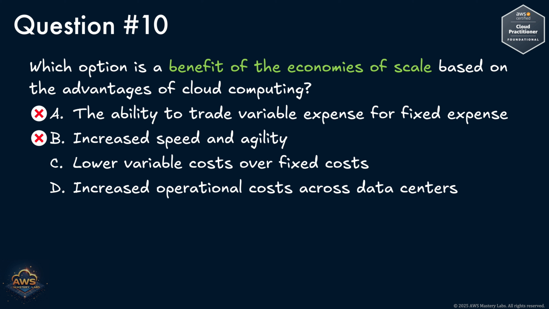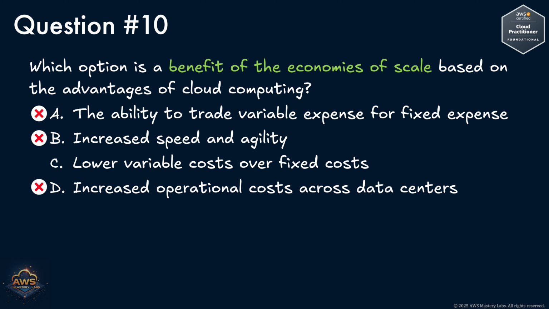Option B, increased speed and agility. While this is a real benefit of cloud computing, such as launching new services quickly, spinning up instances in minutes, and deploying globally, it's not tied to economies of scale. Speed and agility are operational advantages, not cost-saving mechanisms derived from massive scale. Incorrect, because it is a valid cloud benefit, but unrelated to economies of scale.